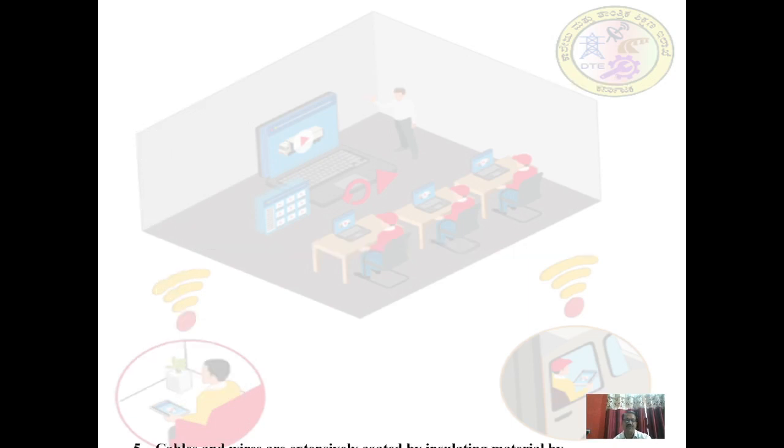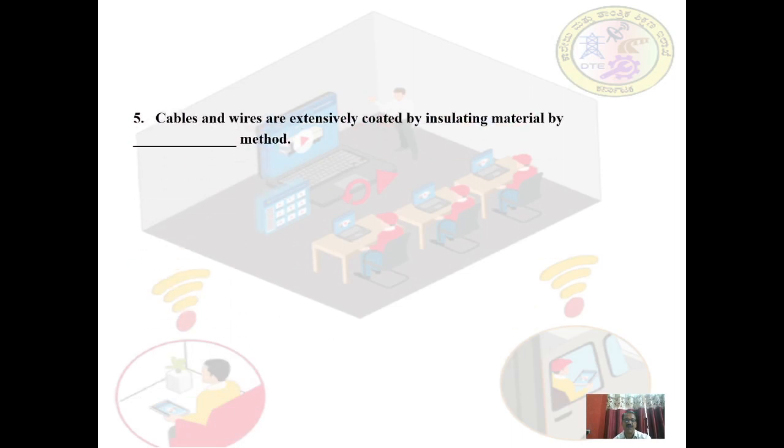Question number 5. Cables and wires are extensively coated by insulating material by dash method. Options are A, foaming, option B, casting, option C, dipping, and option D, none of these. Right answer is option C, by dipping.